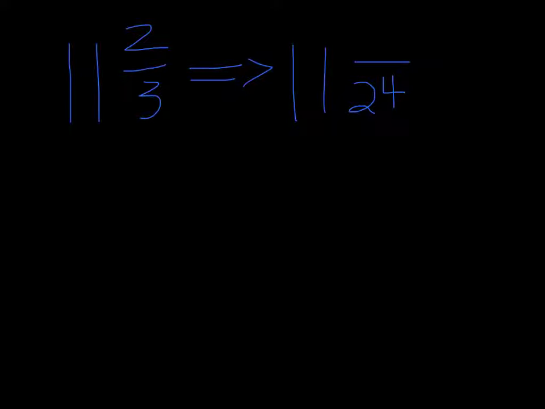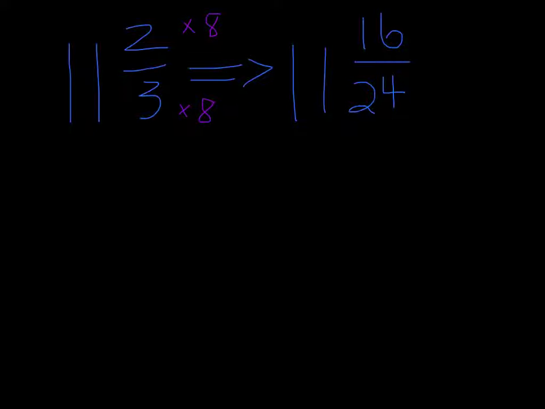To do that, we have to figure out the factor that 3 is multiplied by to get 24, and that's 8. So we have to follow that pattern and multiply that numerator by 8 as well. So 2 times 8 turns out to be 16. So 2/3 is equivalent to 16 24ths.